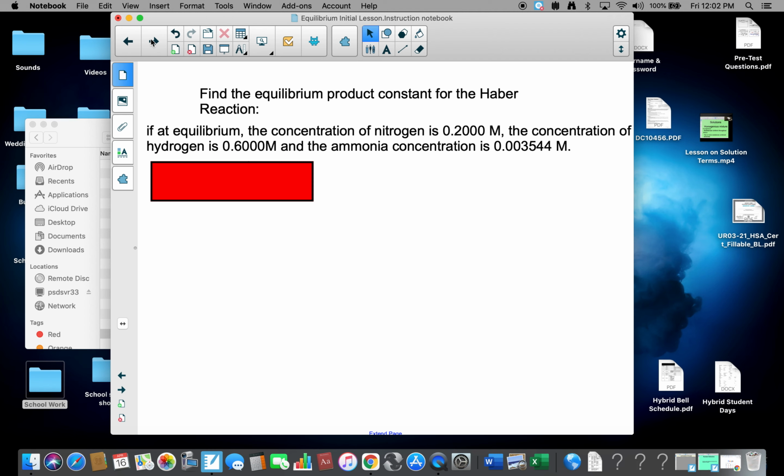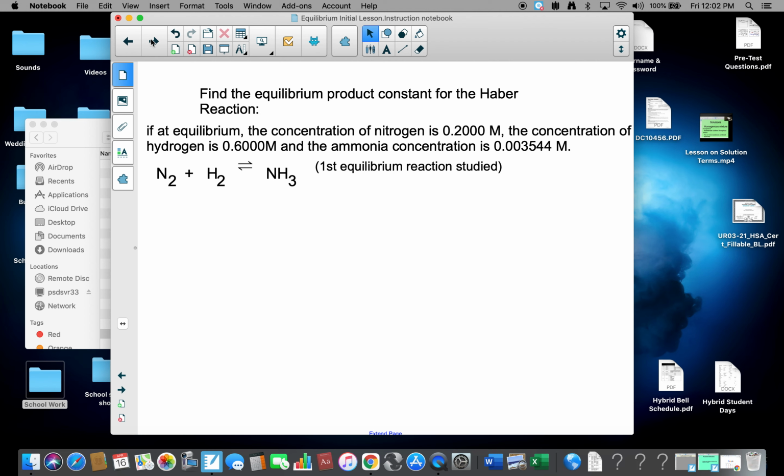Find the equilibrium constant for the Haber reaction, if at equilibrium the concentration of nitrogen is 0.2000 molar, the concentration of hydrogen is 0.600 molar, and the concentration of ammonia is 0.003544 molar. Now, Haber reaction, what's that? Well, the Haber reaction is this reaction. It's the formation of ammonia. And the reason why it's called the Haber reaction is because it's the first ammonia equilibrium reaction discovered by a German scientist named Haber. It was the first reaction studied. Balance it up. We're going to put a 2 there. And we're going to find out the value called KEQ again.